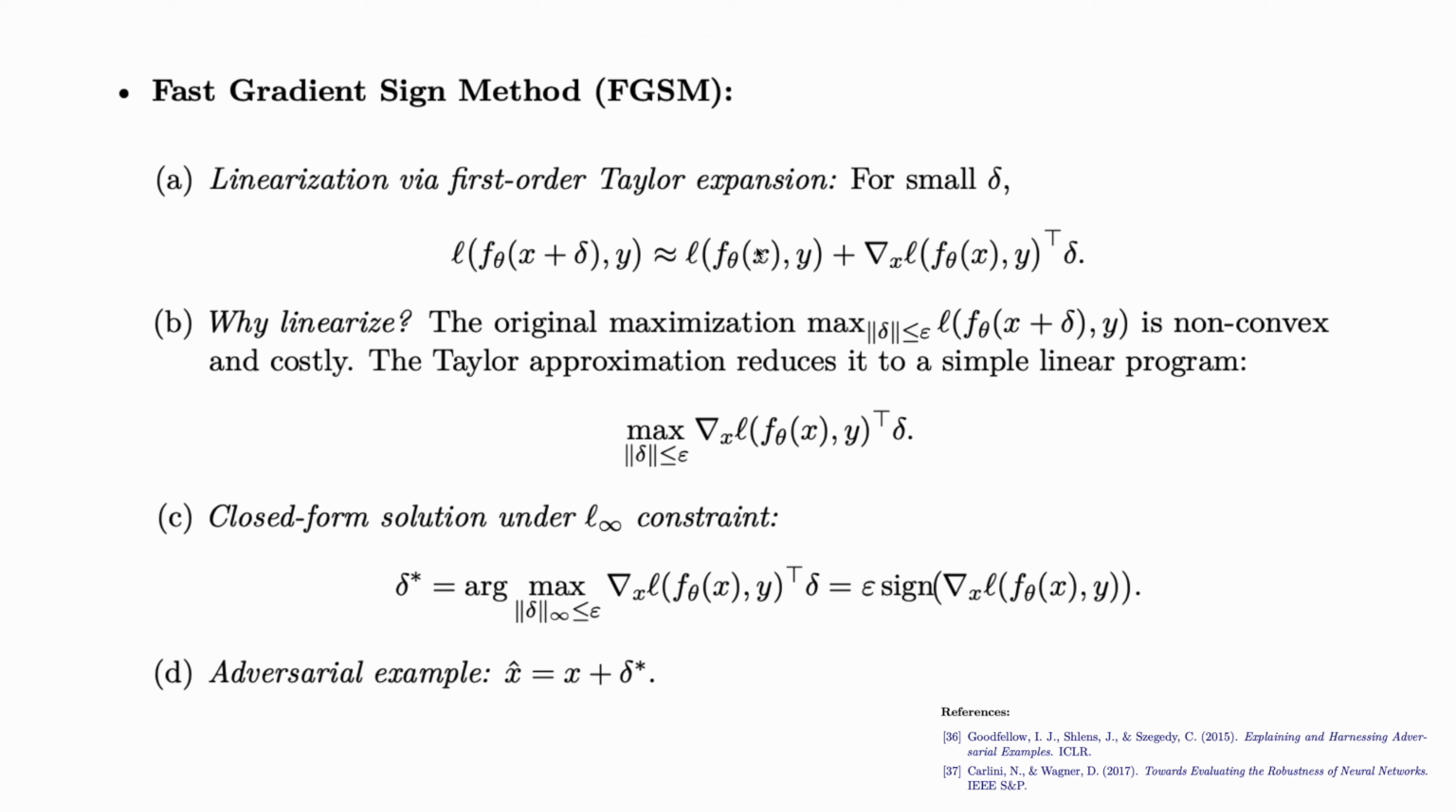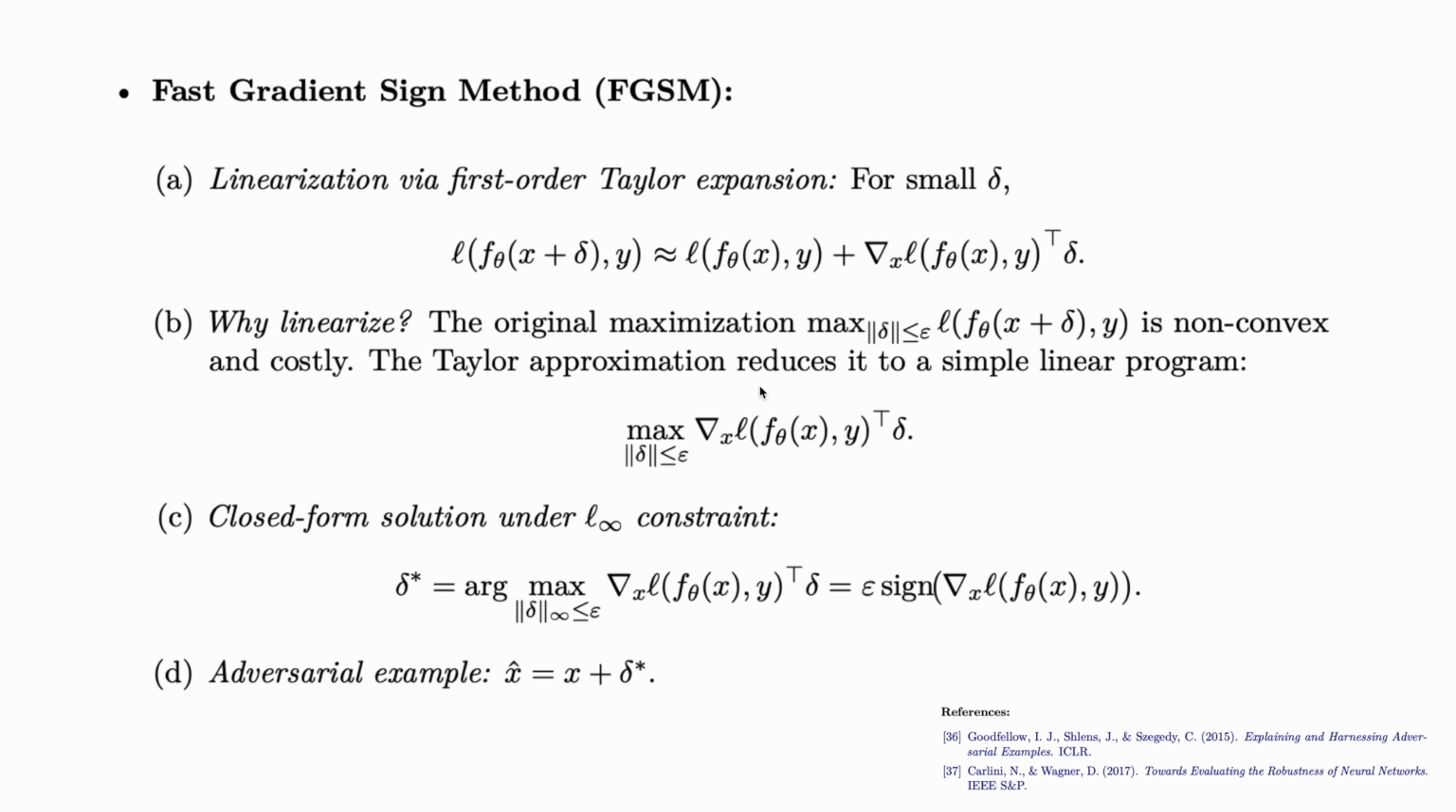On the rightmost side, the first term is not a function of delta, so for now we can put it aside. So basically we want to maximize the term on the right. We know that the first term is not a function of delta, so we don't care about it. So what we really want to do is to maximize this term, the gradient of the loss function with respect to x, transposed, multiplied by delta. That reduces our optimization problem to a simple linear program.